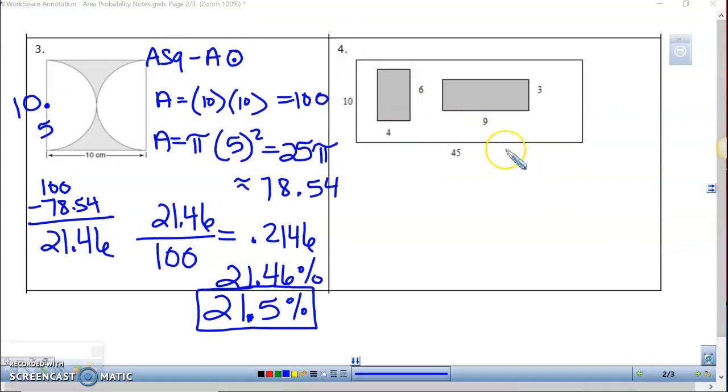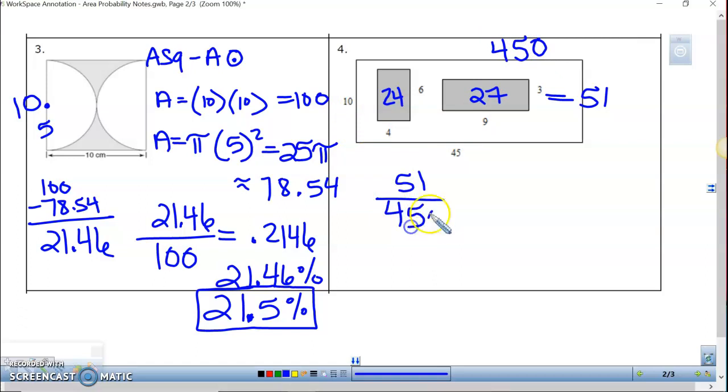All right, 4 is a little bit different because the shaded region is actually smaller than the total, okay? So this one we're actually going to take, okay, the area of this is 24, the area of this is 27. So I want the shaded region. So if I add those together, I actually get 51. So this is what I want out of the total, this big rectangle. If I want the area, 10 times 45 is 450, okay? So again, what you want is the shaded region. Most of the time, you'll see that you have to subtract to get what you want. This one, we're just going to add.